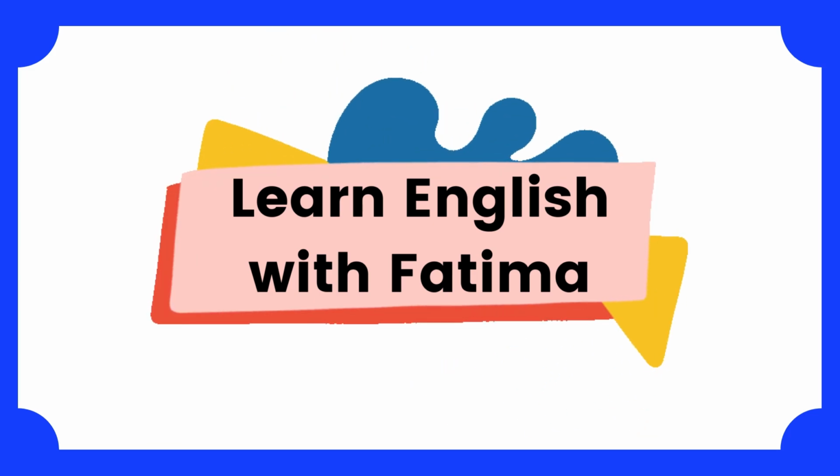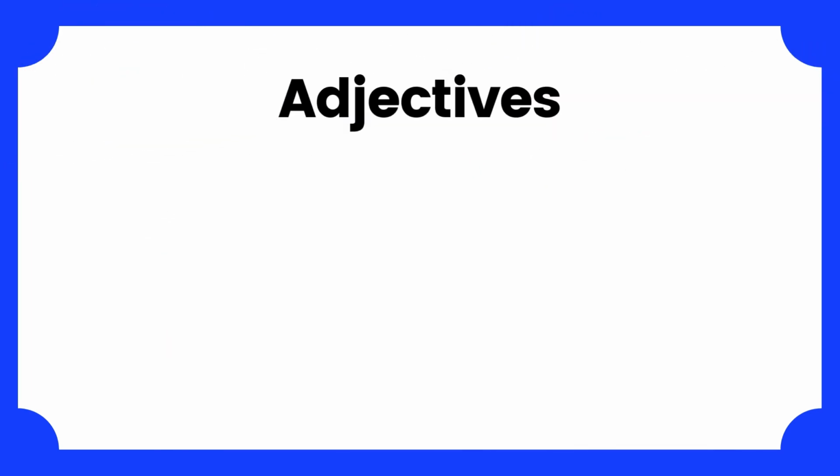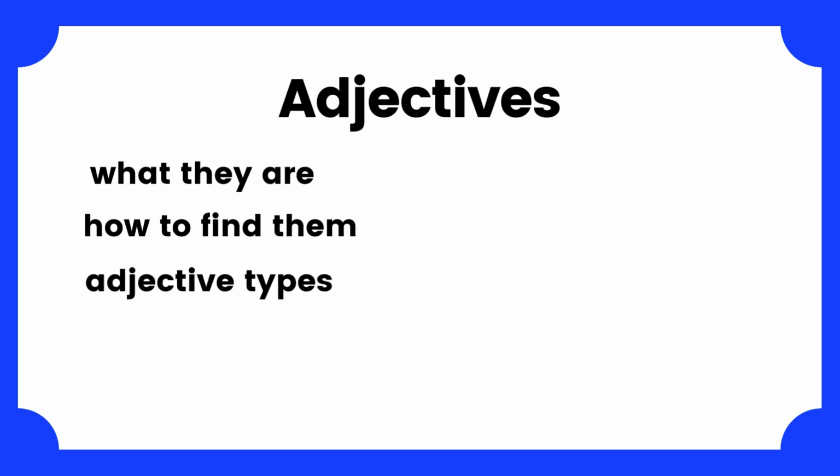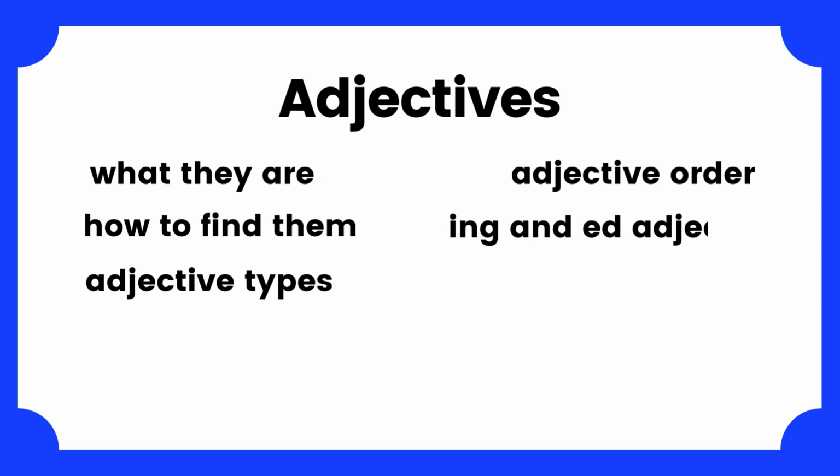Today is the first part of my series about adjectives. I'm going to discuss what they are, how to find them in a sentence, types of adjectives, what order to use them in. Yes, there can be many adjectives in a row. Also, ing and ed ending adjectives, and how to tell a verb from an adjective. Get your notebooks ready. This lesson is going to have lots of information.